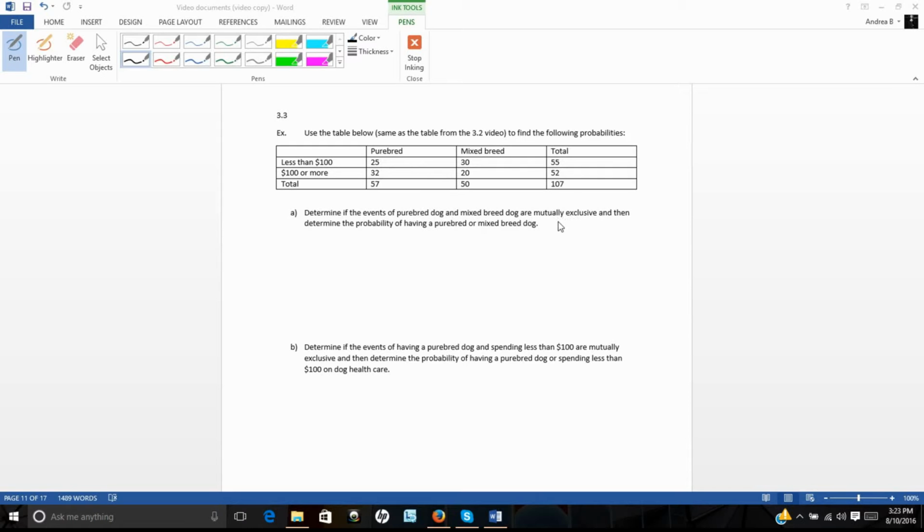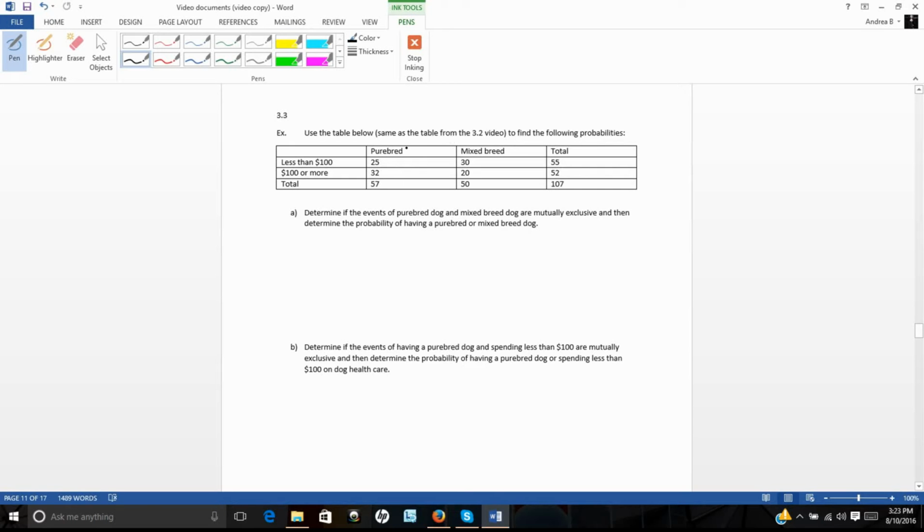Whereas in this section, we're dealing with mutually exclusive. Mutually exclusive means that the two events cannot happen at the same time. It's a little bit of difference there. So here in this case, for part A, we wanted to determine if the events of having a purebred dog and a mixed breed dog are mutually exclusive. So that's the first part.